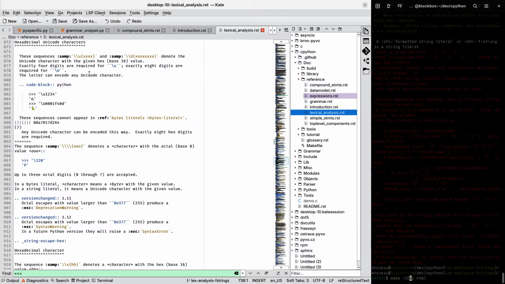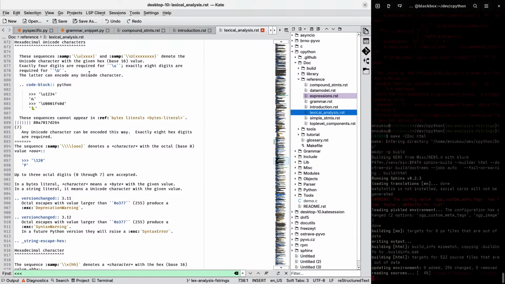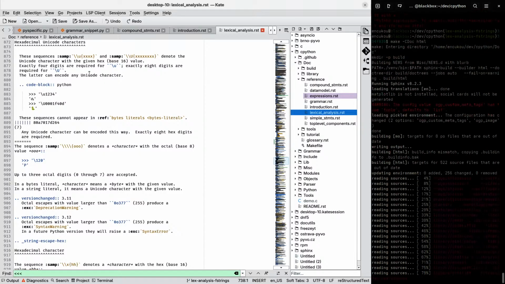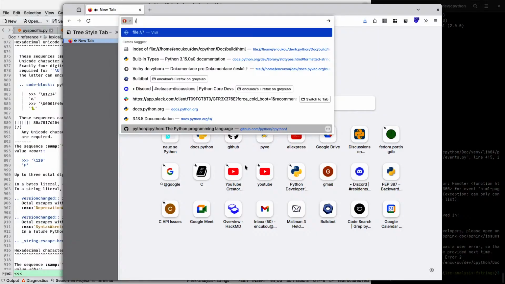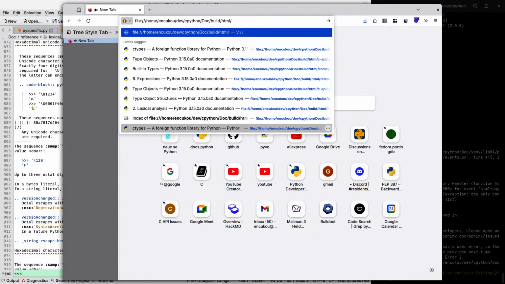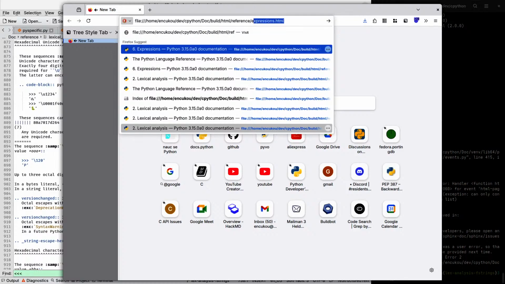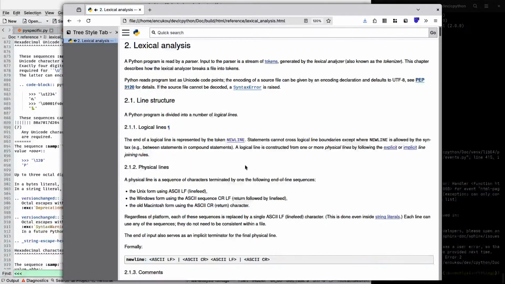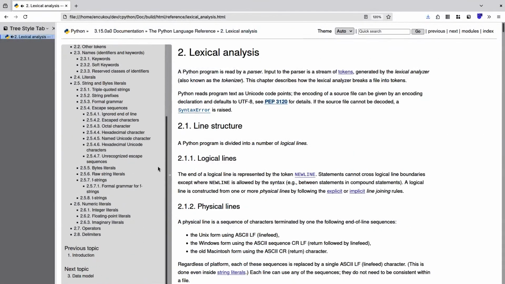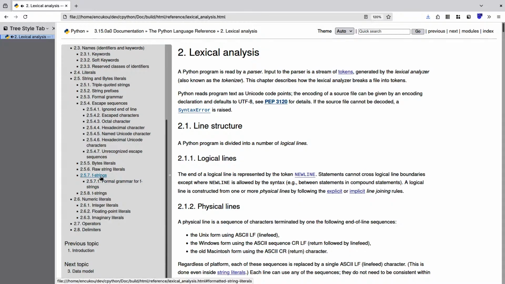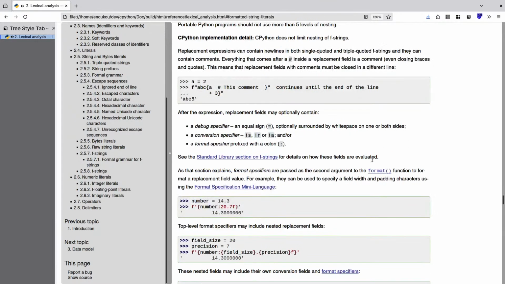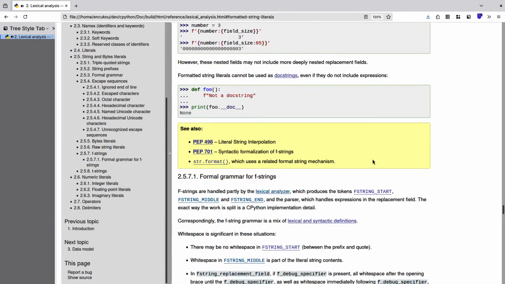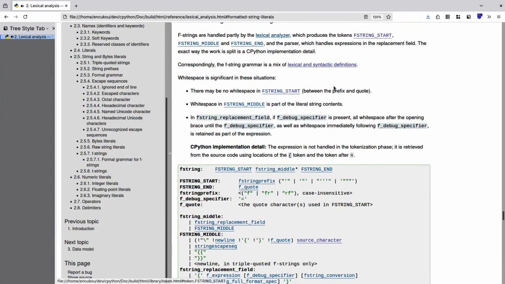Make docs. So now f-strings, this is our new documentation, and I think we got everything covered except for the formal grammar here.